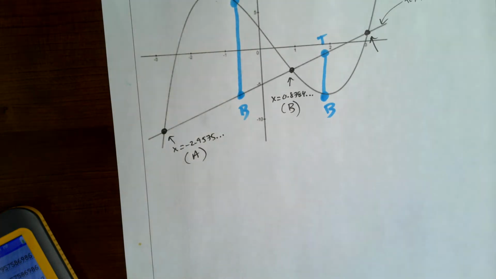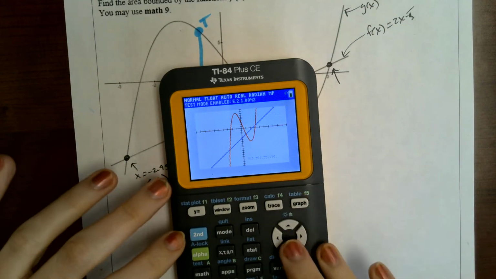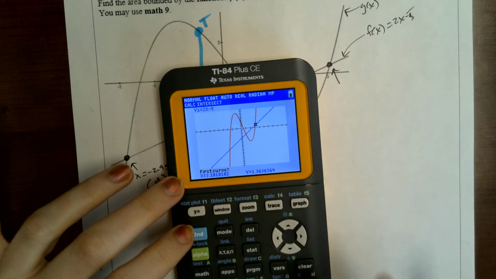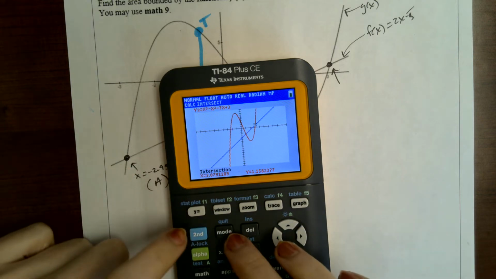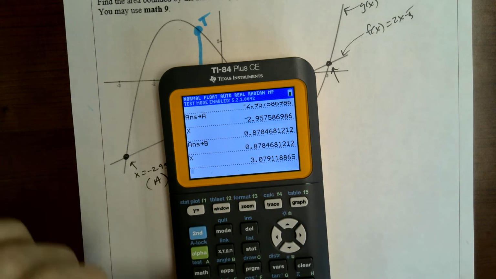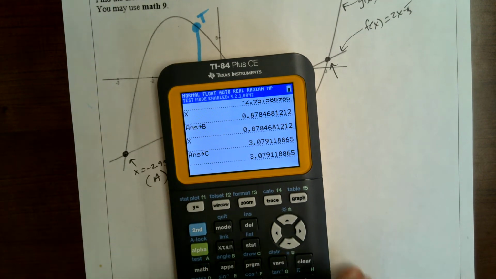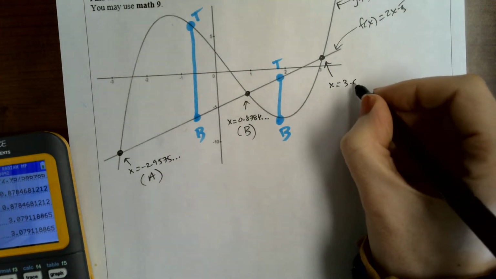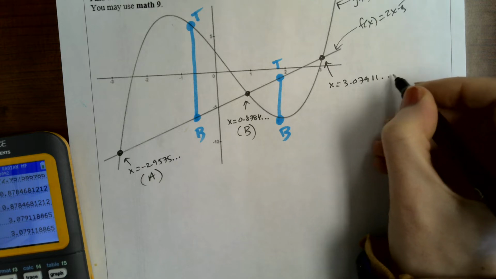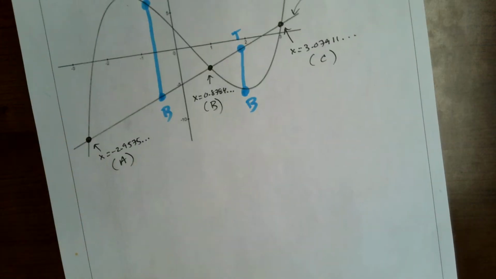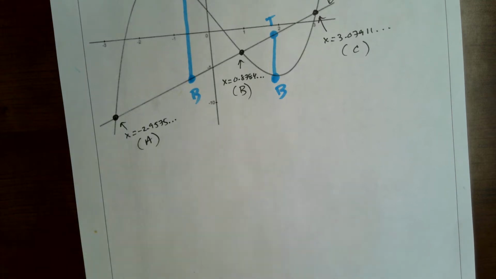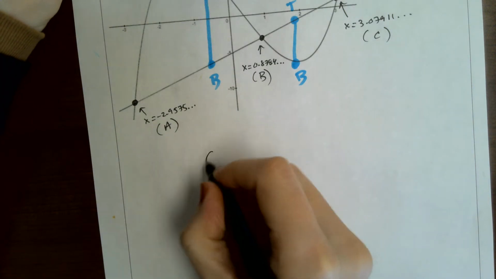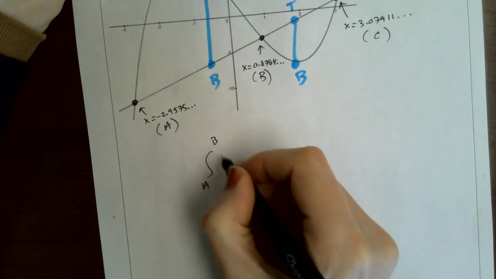And then this one I need. Okay, hit X, store as C. X equals 3.07911... That's C. Okay. So now I may use Math 9. So I've just got to write the integrals and then I can use Math 9. So our first integral is going to go from A to B.